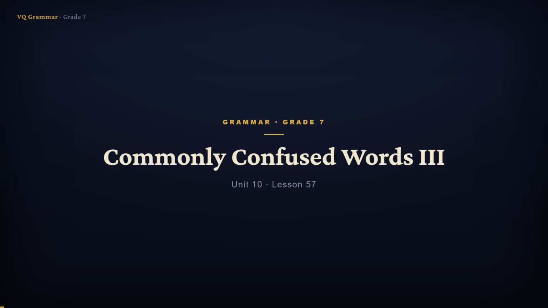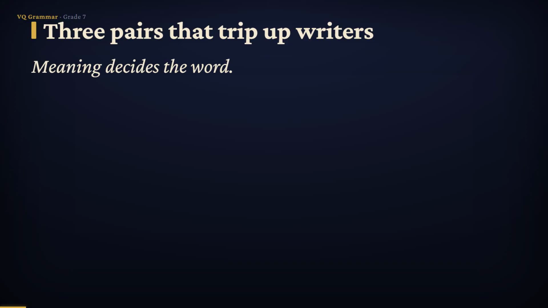This is Unit 10, Lesson 57, and we're continuing our study of usage, choosing the exact right word for what you mean. Today, we take on a third round of commonly confused words. 3 pairs where a small difference changes everything. Let's get started. Here are today's 3 troublemakers.